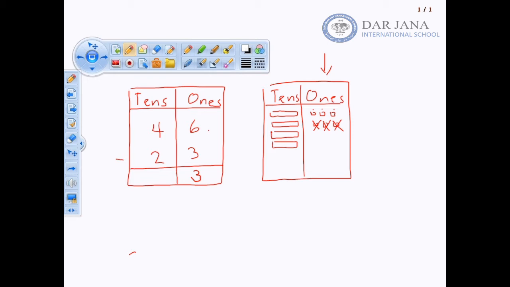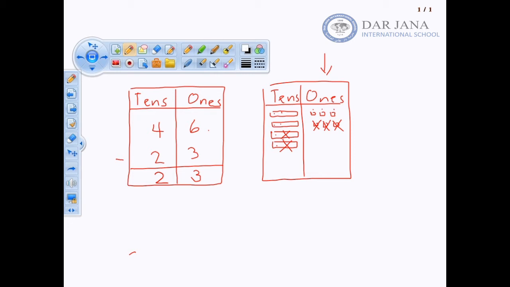Now, let us go to the tens. In the tens column, we have 4 minus 2. So, we have here 4 tens. 1, 2, 3, 4. We are going to take away 2. So, let us just cross out. To take away, we are just going to cross out like this. 1, 2. So, now, let us count how many are left. 1, 2. So, we are going to write it here in the tens column. So, we have 46 minus 23 is equal to 23.